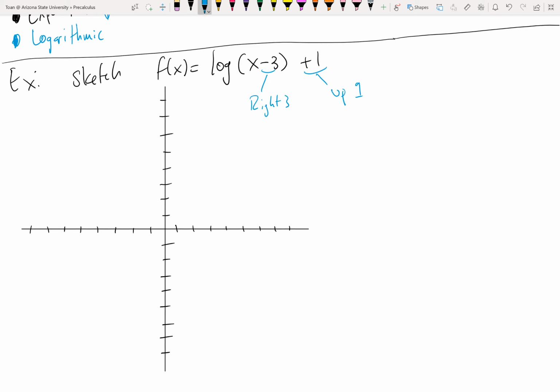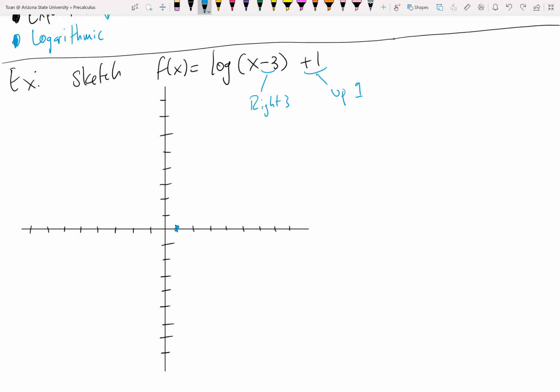So the two physical attributes that we're going to shift for logarithmic functions, instead of this point and this asymptote, which would be for the exponential function. For the logarithmic function, we're going to be focusing on this point here and the vertical asymptote. So those two guys will be what we are going to shift, right? So let's go ahead and shift them.